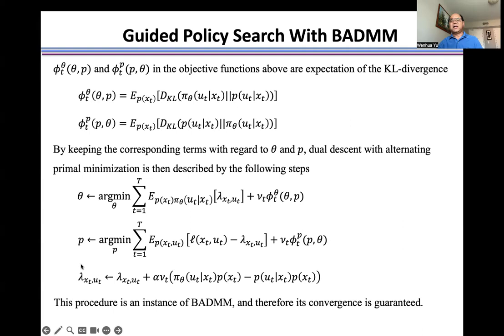Once we get a stable and convergent multiplier, then we get the convergent theta and P. Of course, our goal is to get the theta. Once we get the theta, we know exactly our policy network. Then for a given observation, we can predict the action to control the robot.